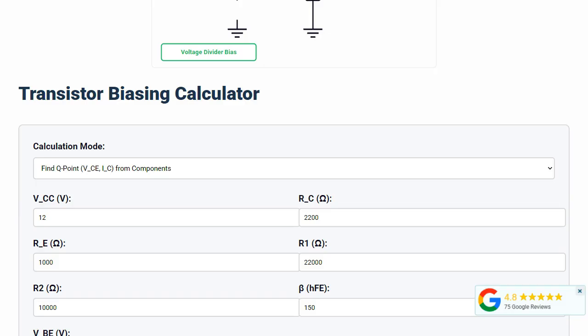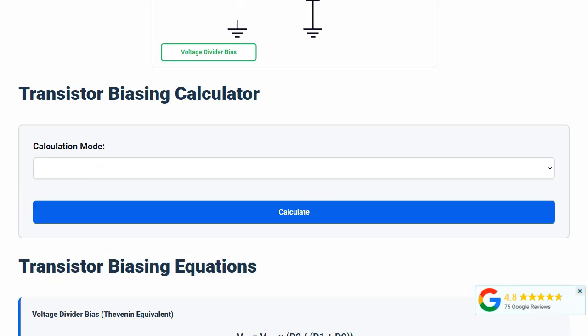To use this calculator, start by selecting your biasing topology from the drop-down menu. Next, enter your transistor's beta value, which is the current gain specification from your datasheet. Input your desired collector current in milliamps, your supply voltage in volts, and the target collector emitter voltage. For thermal stability analysis, you can also enter temperature coefficients.